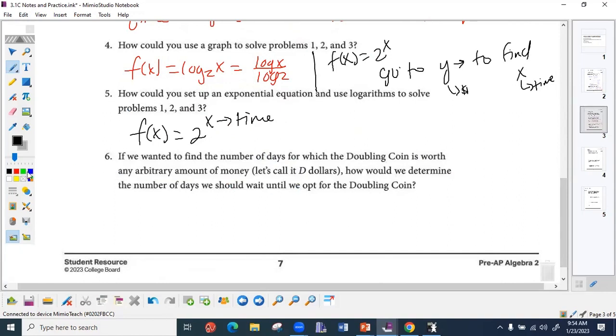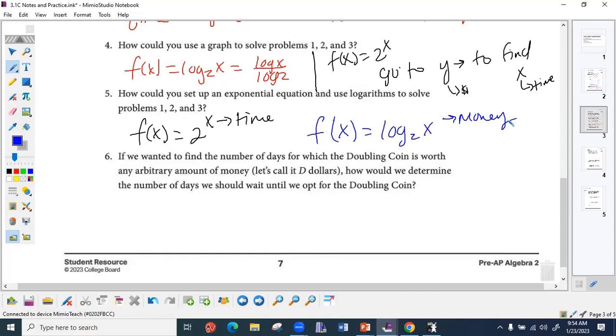Now our log, what did our log tell us? How much money? So f of x equals log base 2 of x. This time we're given our money, our amount. So depending on the question is going to determine which one of these functions I would use, right?